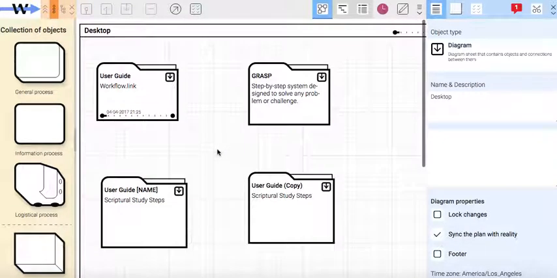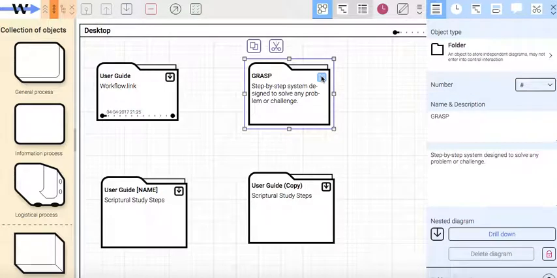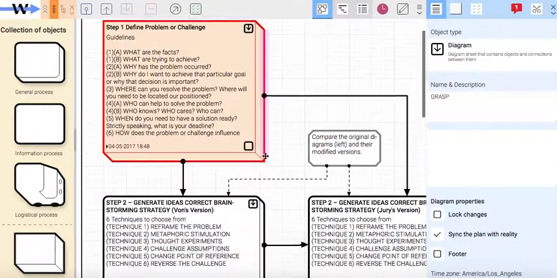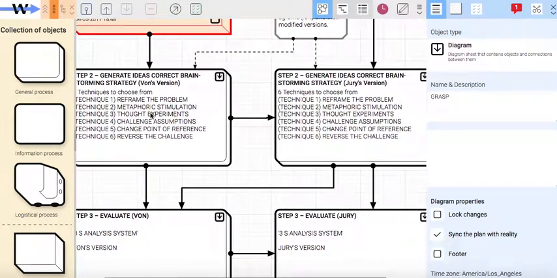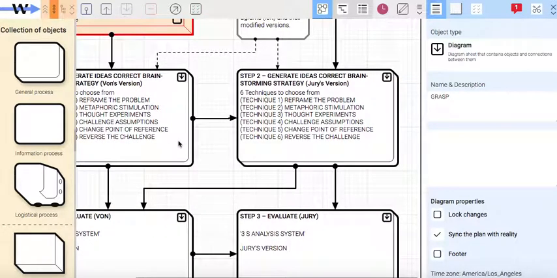Today we're going to be going over one of the areas in our GRASS project that you've been seeing its development over the past few months. Inside the GRASS project, we're going to be looking at step number 2, which I first did myself, which is technique reverse the challenge, and Yuri's version, reverse the challenge, and how he edited it.